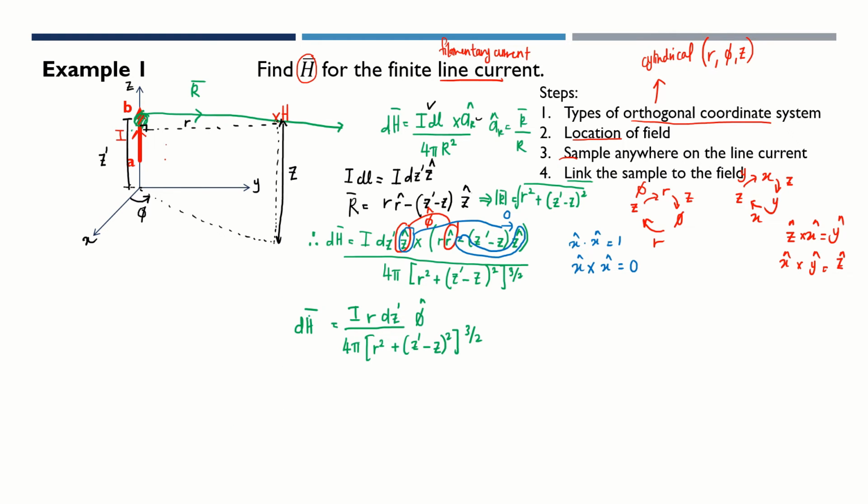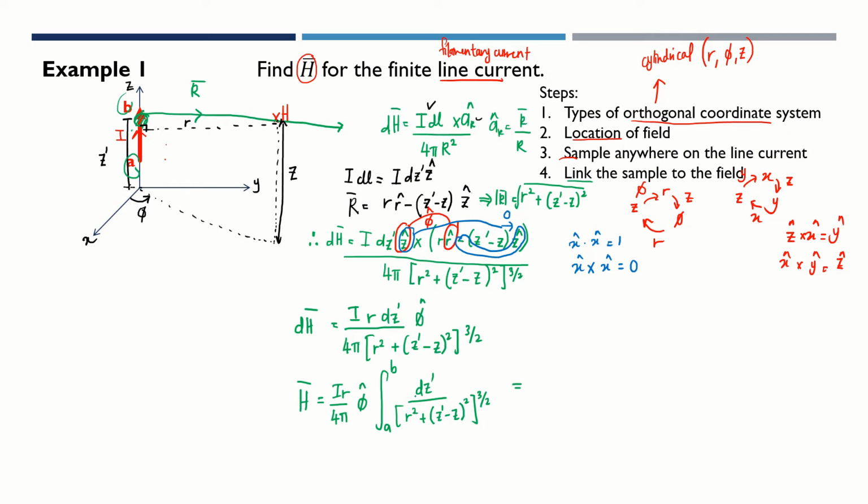To get your total magnetic field H, what you have to do is integration. So it will be IR over 4 pi in the phi direction, integration of dz prime over (r squared plus (z prime minus z) squared) to the power of 3 over 2. The limits will be A and B. Therefore, you will then get your results.